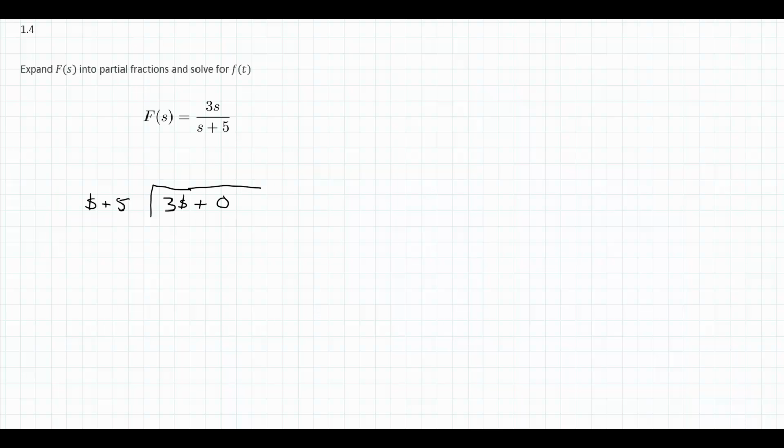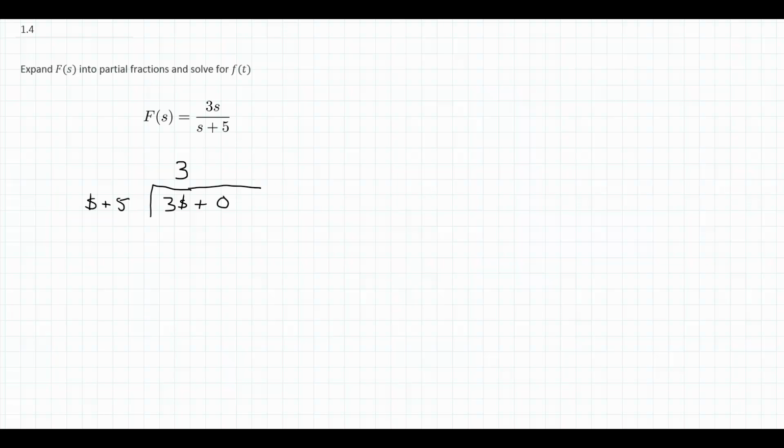Now what we do for the polynomial division is we really only care about the leading terms. We have this s on the outside, or 1s on the outside, and this 3s on the inside. So what I want to look at is, again, just these first terms. I'll mark those. I want to see how many times the outside goes into the inside. So how many times does s go into 3s? Well, that's going to go in 3 times.